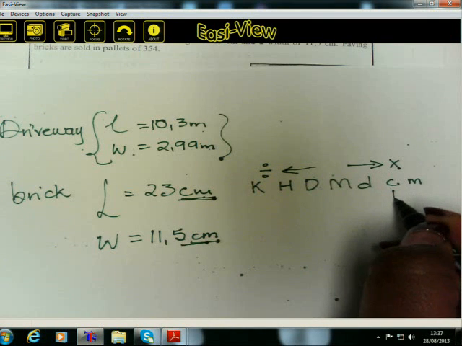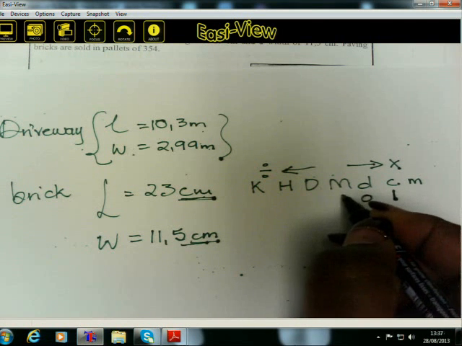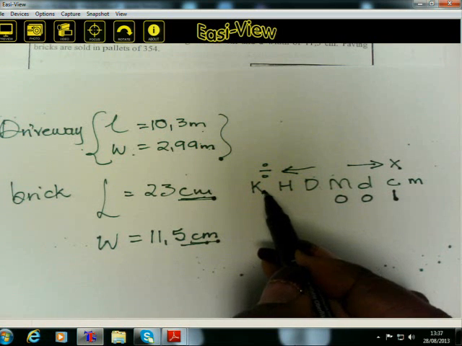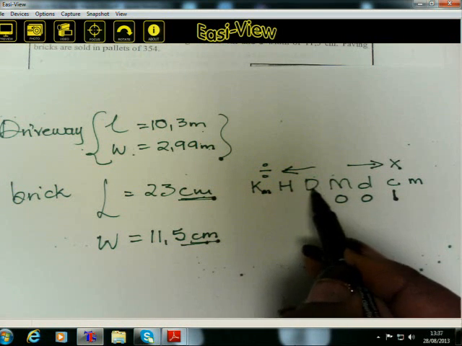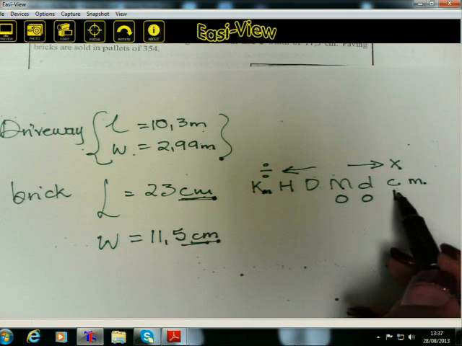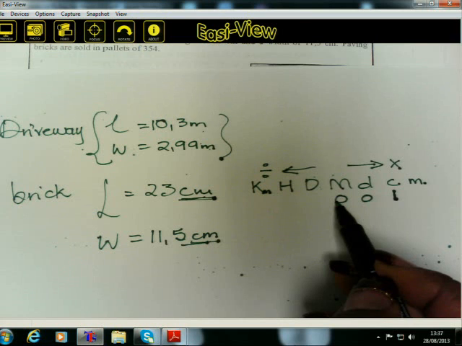Now we want to change centimeters to meters, so we will put a 1 on our centimeters, moving up until we find the meters, because the K can stand for kilometers, hectometers, decameters, meters, decimeters, centimeters, and millimeters. But now it's changing from centimeters to meters, so that means we are going to divide.